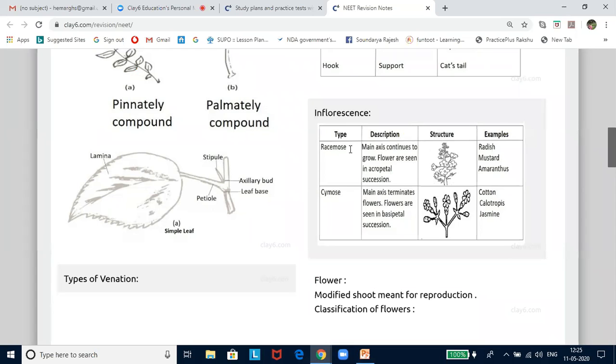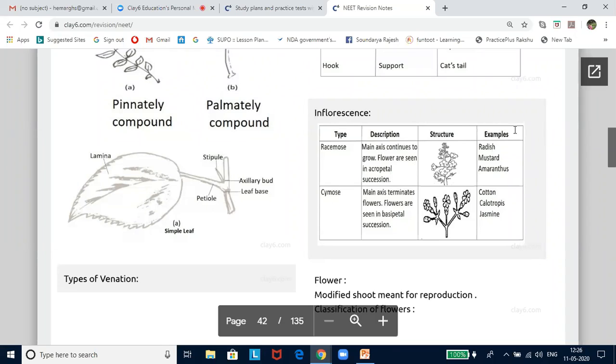Racemose inflorescence is also an indeterminate inflorescence. That is, the main axis will continue to grow and flowers are seen in acropetal succession. Acropetal means, since it is continuously growing, the older flowers will be at the bottom and newer flowers at the top. So it is growing acropetally. Examples are radish, mustard, and amaranthus.